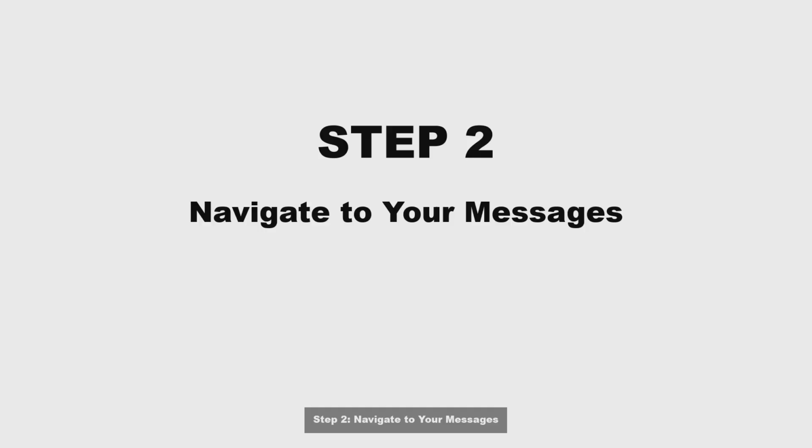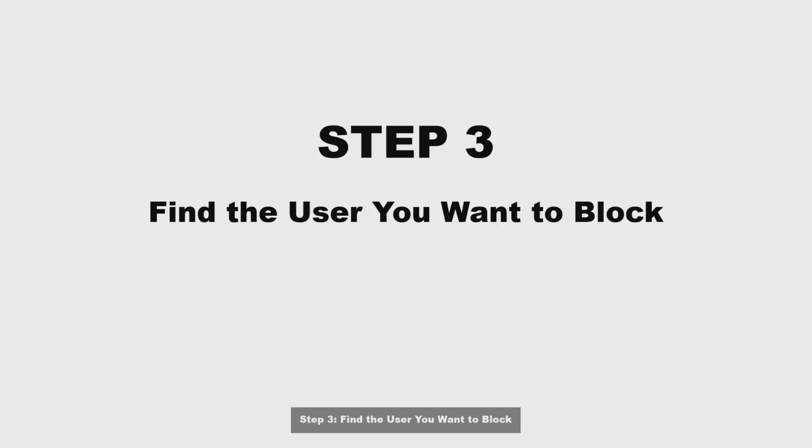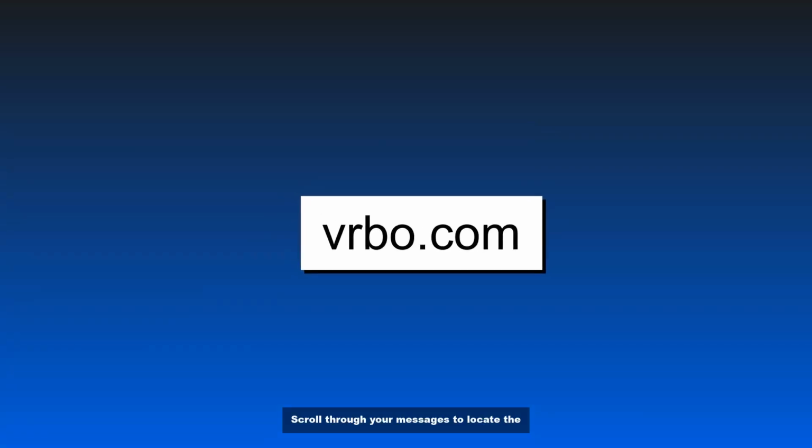Step 2. Navigate to your messages. Once logged in, go to the Messages section where you can view all your communications with other users. Step 3. Find the user you want to block. Scroll through your messages to locate the conversation with the person you wish to block.